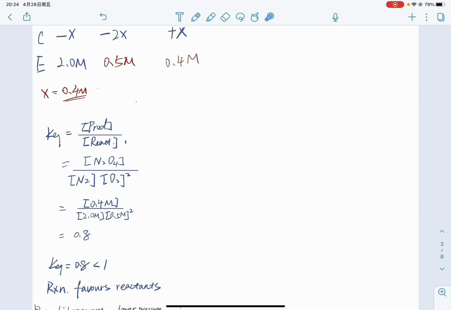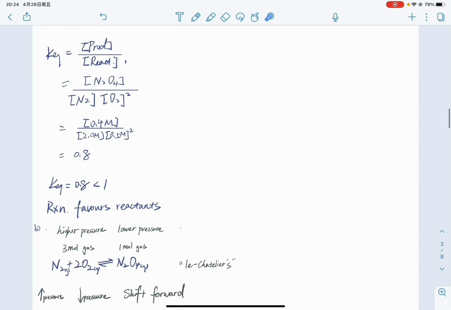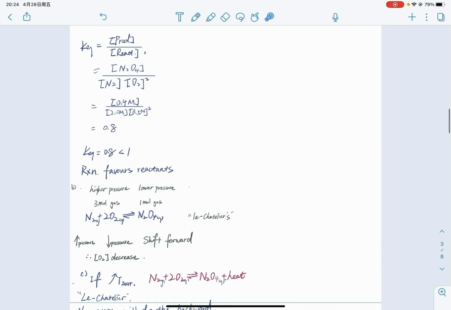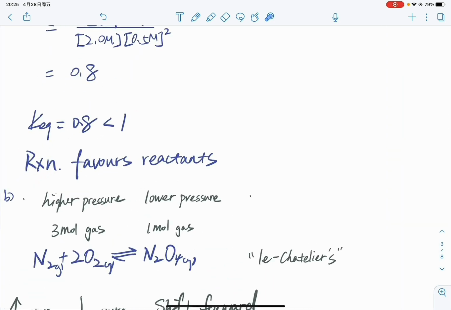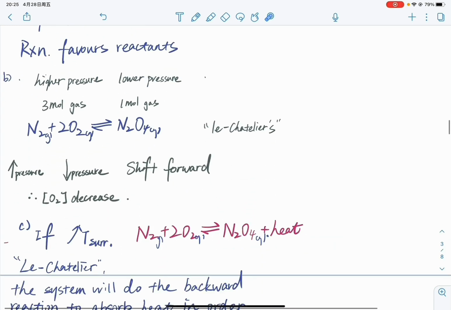And we can just put those numbers into this equation, and we get our final KEQ of 0.8. I can also mention that because 0.8 is smaller than 1, the reaction is going to favor reactants. Okay, so the next question is 1b.